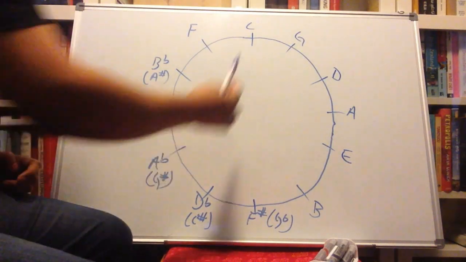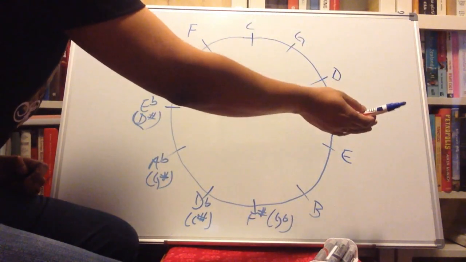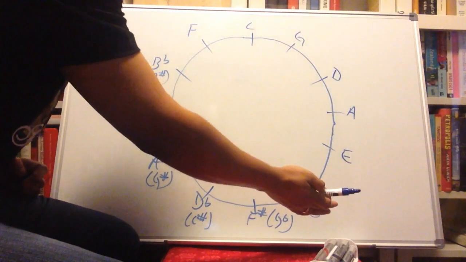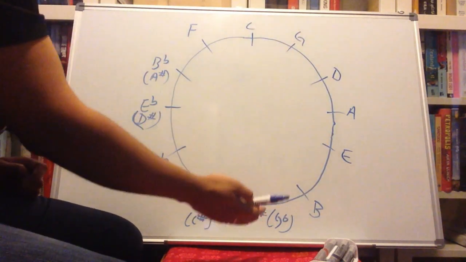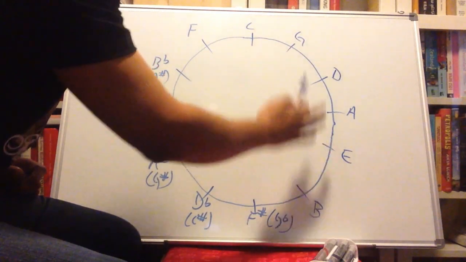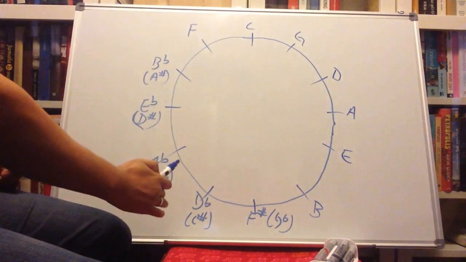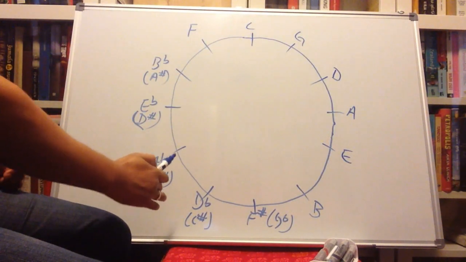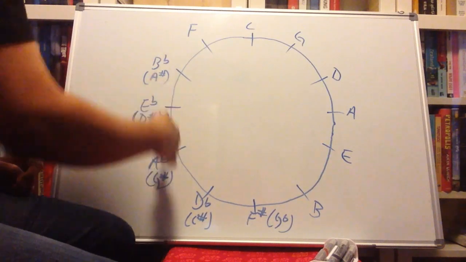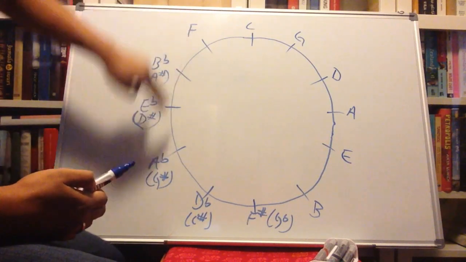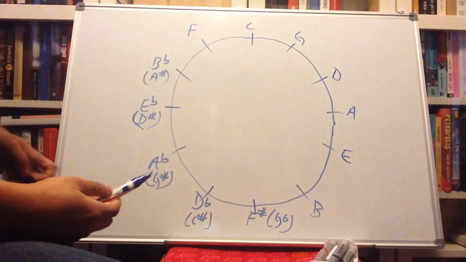And you can think of it like this: in this half of the cycle, we talk about sharps, no flats. And in this half, we talk about flats. Flats have the priority here, sharps have the priority there.